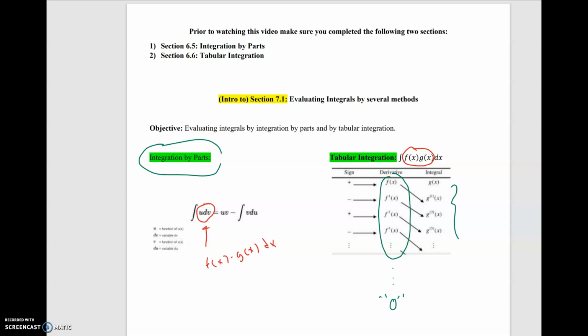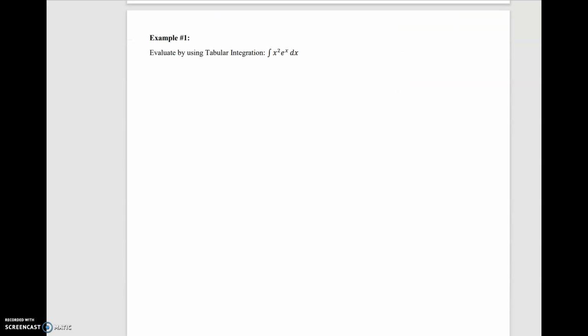Okay, so let's jump into a quick example that's going to illustrate the topics of next week. Let me look at example 1. In example 1, they're asking us to use tabular integration to evaluate the integral. So I'm just going to rewrite it. This is the integral of f of x g of x dx, and technically your f of x is x to the second, and your g of x is equal to e to the x. And remember what we said, your two functions need to be multiplying.